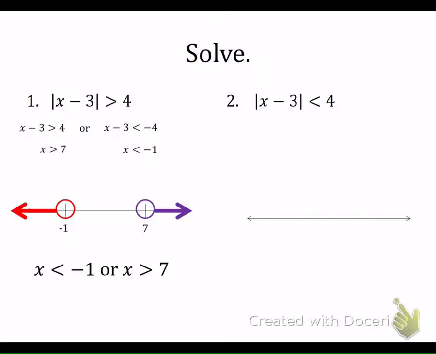Okay, number 2, same problem, right? What's the only difference? Now it's a less than. So I'm going to write the same thing without the absolute value symbols first. Then I'm going to write it with an and because it's a less than. And then the second one, no absolute value symbols. Switch the inequality symbol, make it a negative. You are going to solve this.